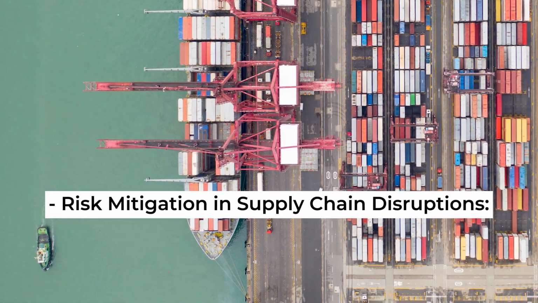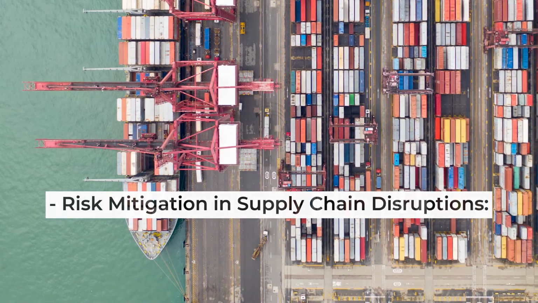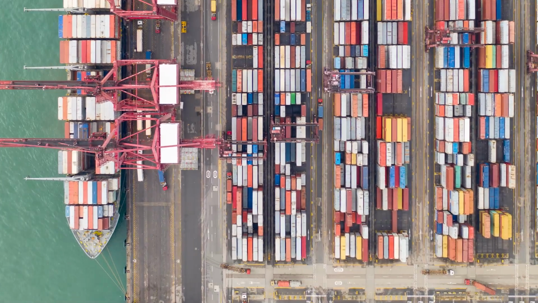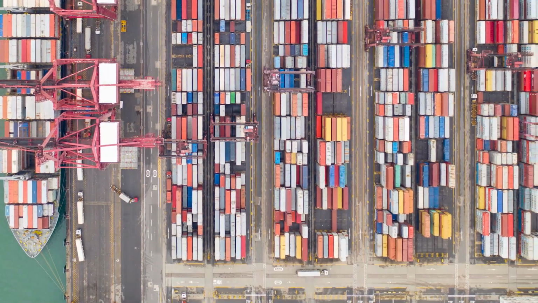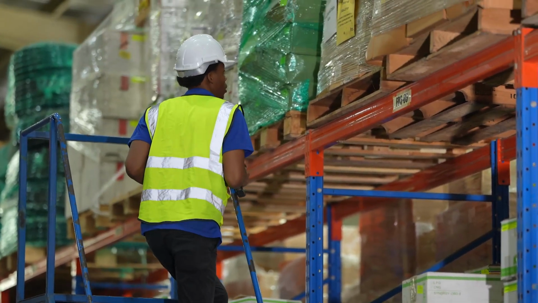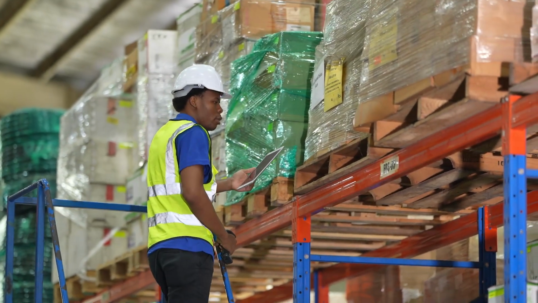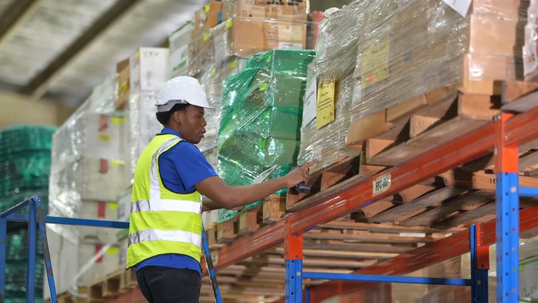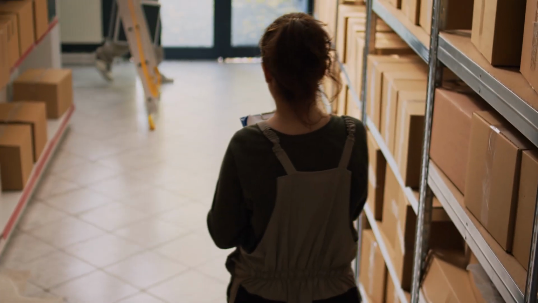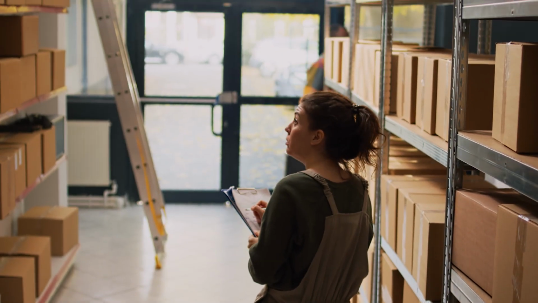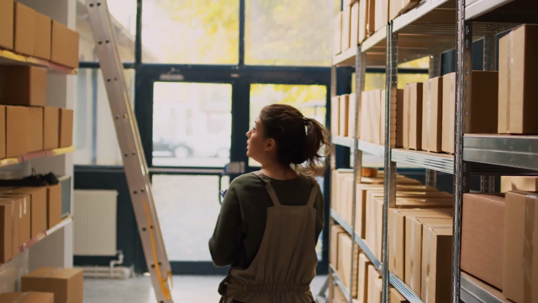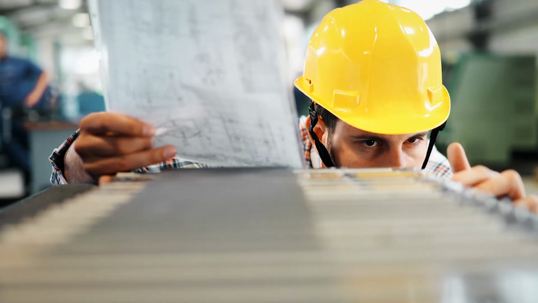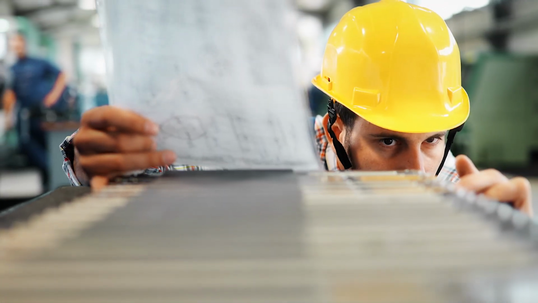Risk mitigation in supply chain disruptions. The global nature of API supply chains makes them susceptible to disruptions from geopolitical tensions, trade disputes, natural disasters, or health crises. To mitigate these risks, it's crucial for pharmaceutical companies to develop effective risk management strategies, including maintaining reserve stocks and diversifying suppliers.